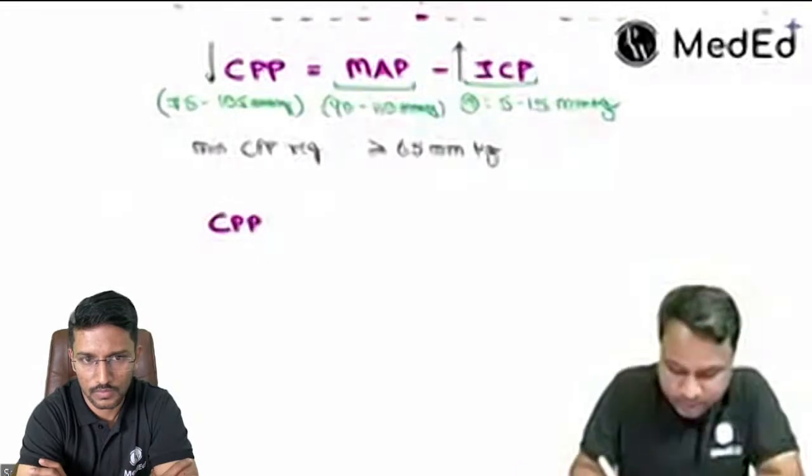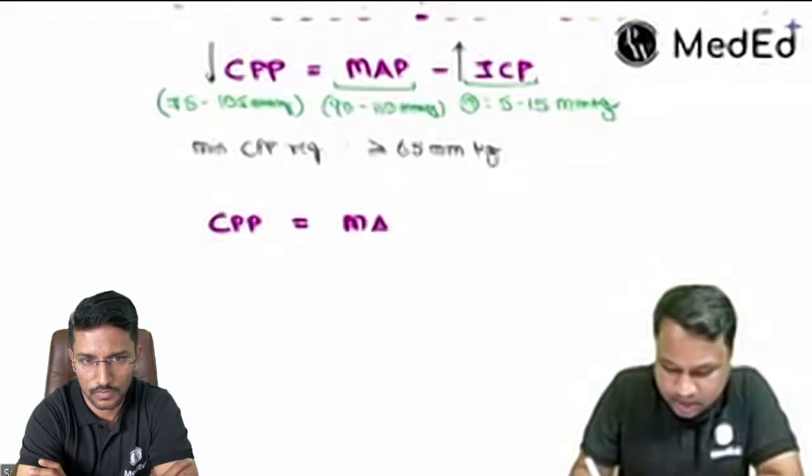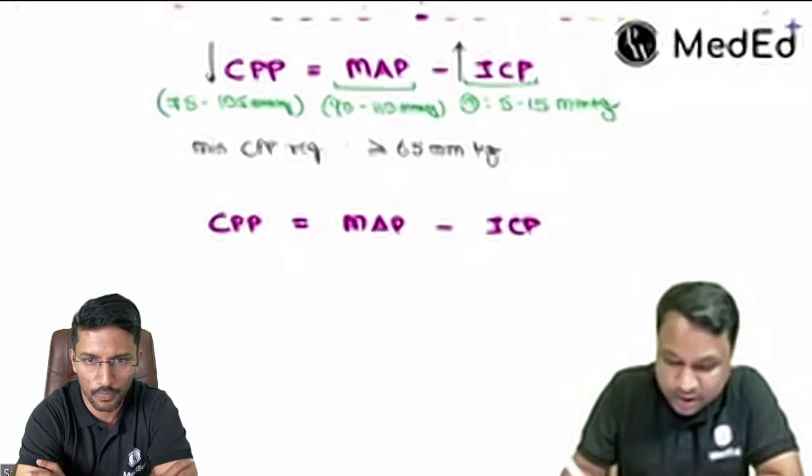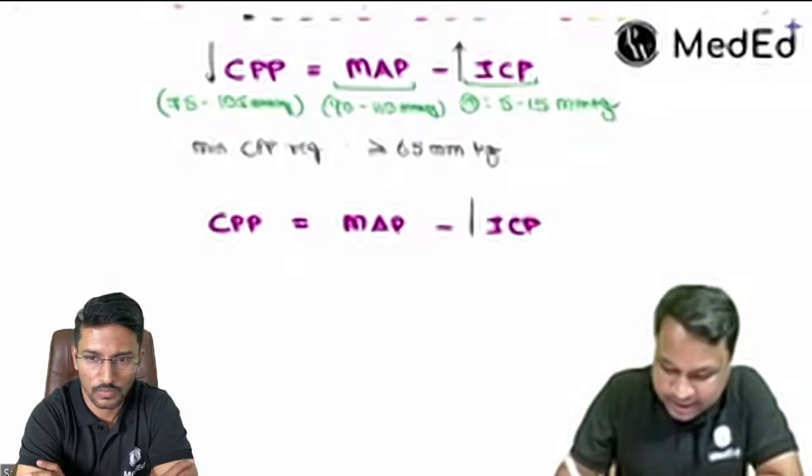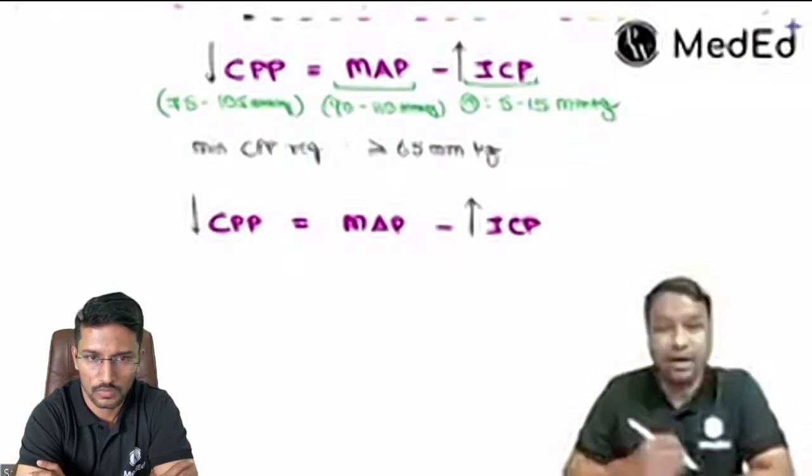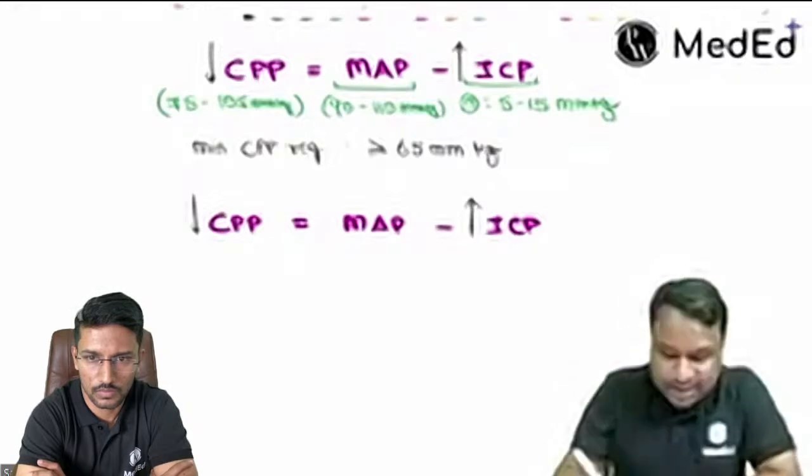In the same context, cerebral perfusion pressure is equal to mean arterial pressure minus intracranial pressure. The intracranial pressure is increasing, causing a decrease in CPP. The body says, I'm going to fight back. How does it fight back? It says, I'm going to increase the mean arterial pressure, neutralizing this to keep the CPP normal.